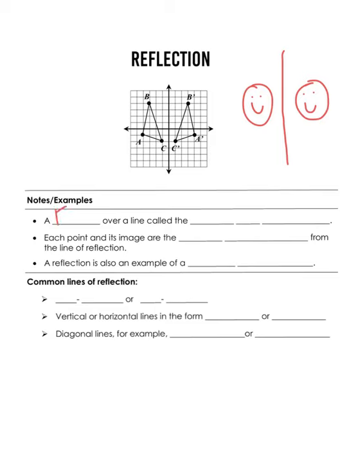A reflection is a flip over a line called the line of reflection. Each point and its image are the same distance from the line of reflection.